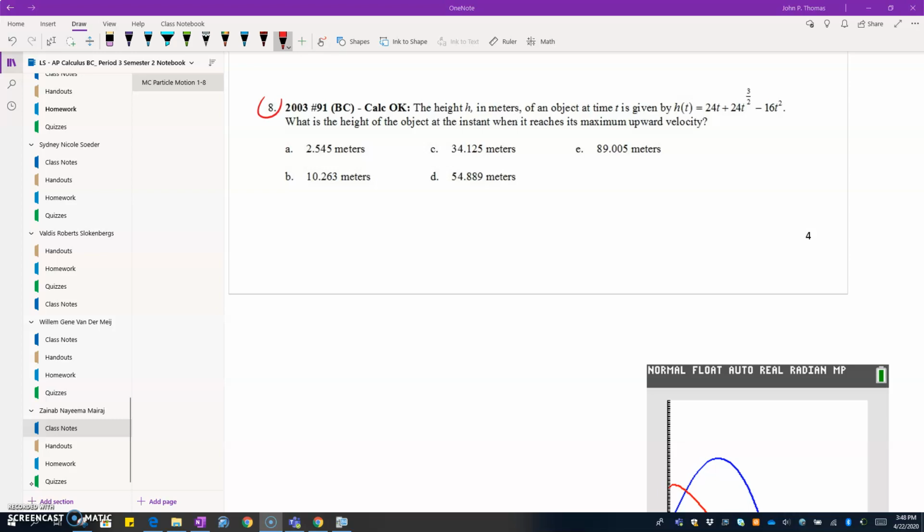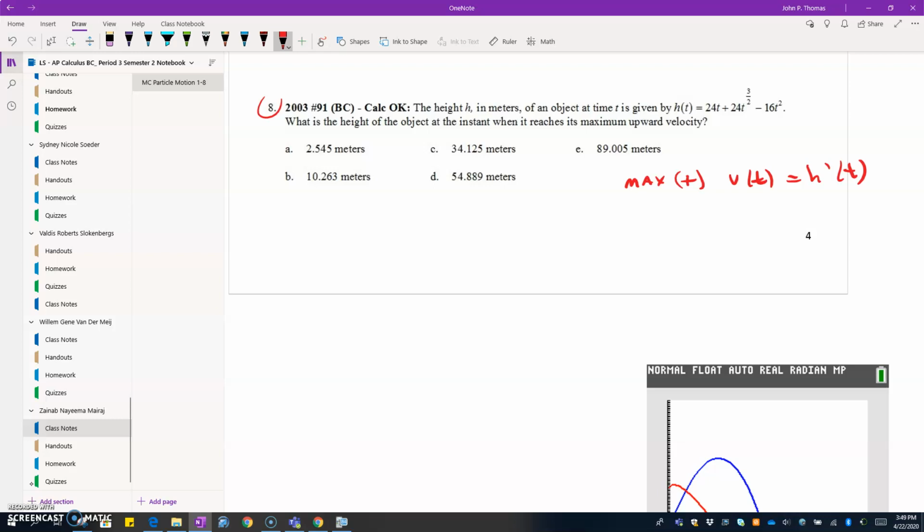So I'm back for number 8. And 8 says, given this height function, what is the height of the object at the instant when it reaches its maximum upwards velocity? So we want the max positive v of t. All right, and v of t would be h prime of t in this one. All right, so we're trying to maximize h prime of t.